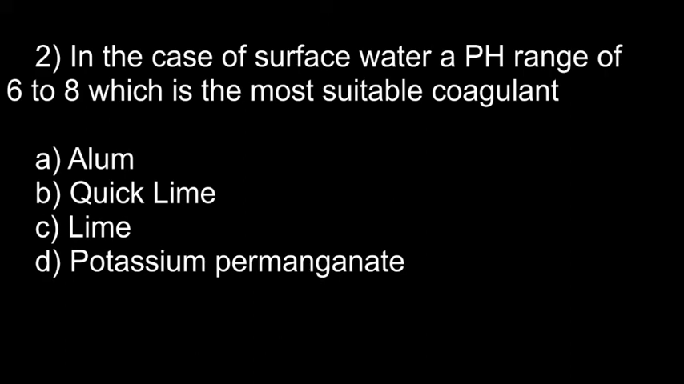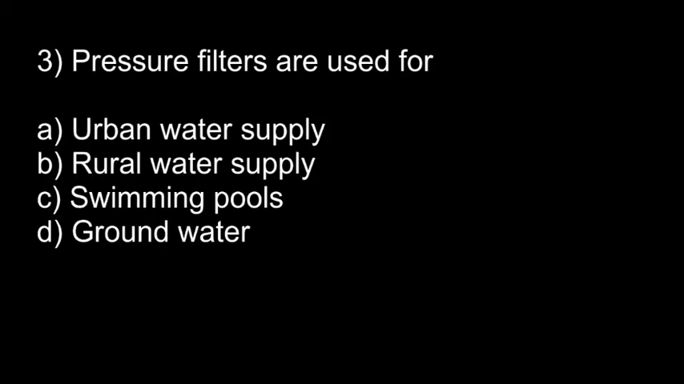In the case of surface water with a pH range of 6 to 8, which is the most suitable coagulant? Option A, alum. Option B, quicklime. Option C, lime. And option D, potassium permanganate. The answer is option A, alum. Alum is a commonly used coagulant. We can go to the next question.